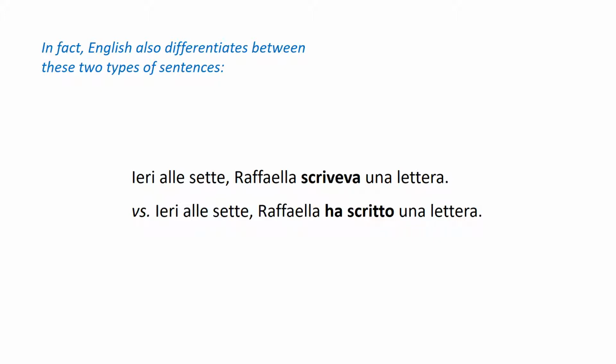On the other hand, you have in Italian, ieri alle 7 Raffaella ha scritto una lettera. This use of the passato prossimo in Italian should be translated by the simple past in English. Yesterday at 7, Raffaella wrote a letter. This particular sentence stresses the completion of the action. Obviously, she didn't write it all exactly at 7 o'clock on the dot, but right around 7 o'clock she started writing and she completed writing the letter.